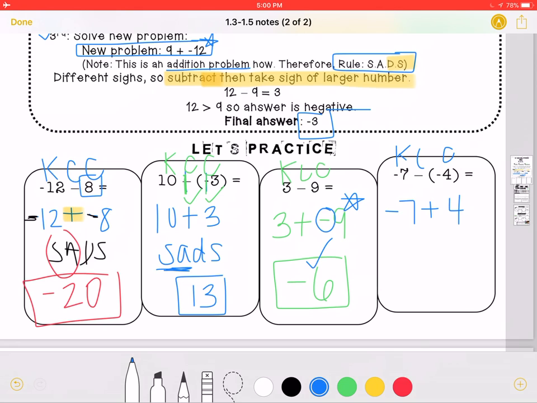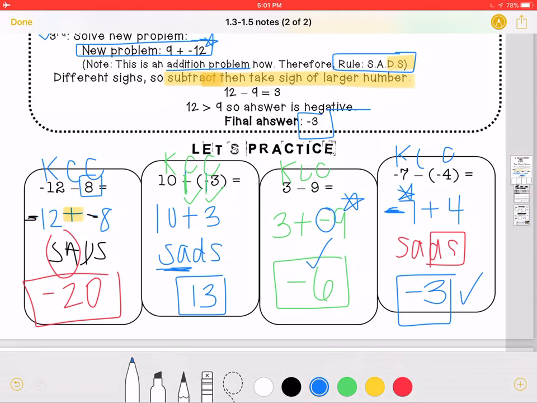Now I have addition, so I'm thinking of SADS. They have different signs, so I know I should have subtracted. 7 minus 4 is 3. I take the sign of the larger number, which is 7, so my answer should be negative. You got a negative 3, good job.